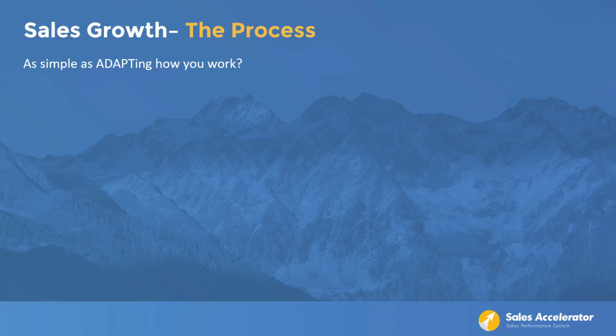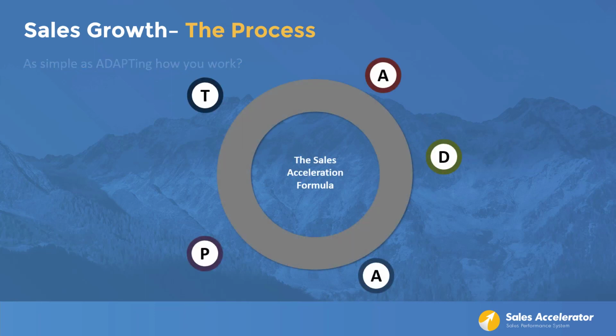So the sales acceleration formula is a very simple sales growth process. And as it says there, it's as simple as adapting the way you work. And that works on 2 levels, really. Number 1, if what you were doing was giving you the results you wanted, then there'd be no need to change what you're doing. So number 1, you need to adapt the way you're thinking and the way you're working to get success. And then number 2, it gives me a very simple 5-step mnemonic which spells out ADAPT for the sales acceleration formula. So let's move on to the first step, which is the A.